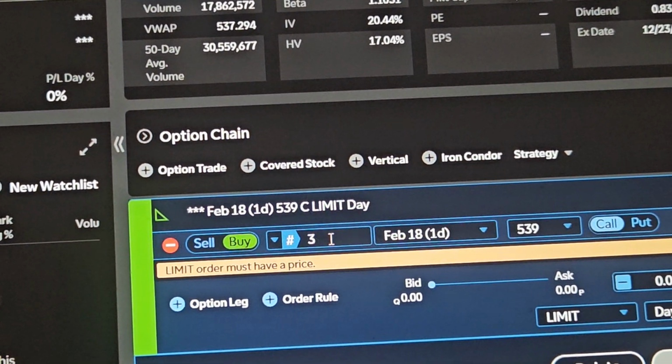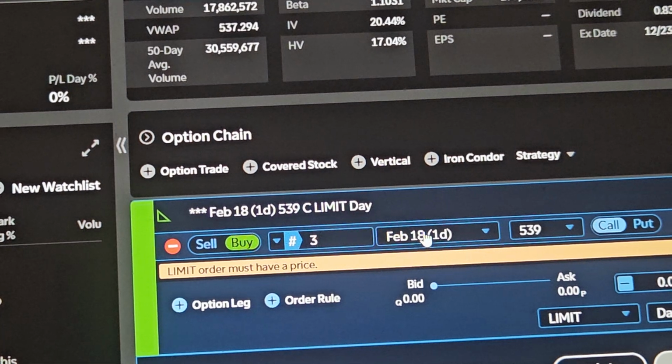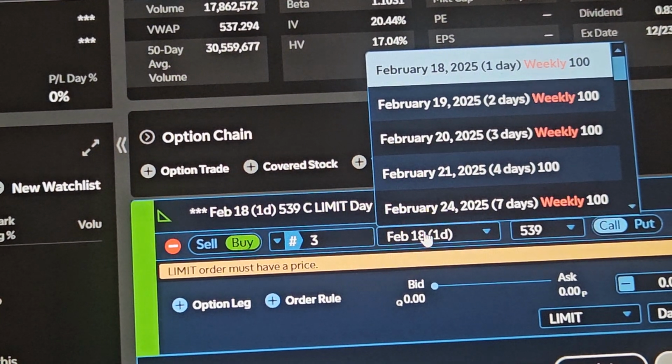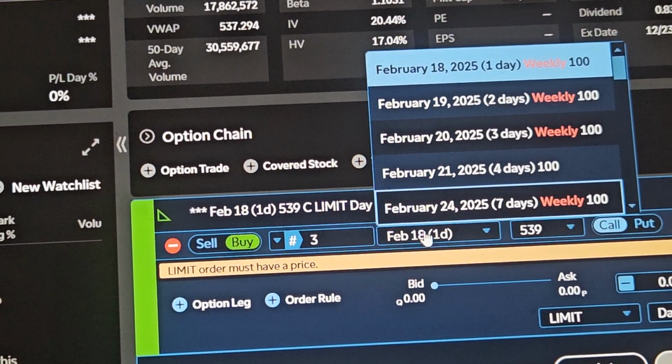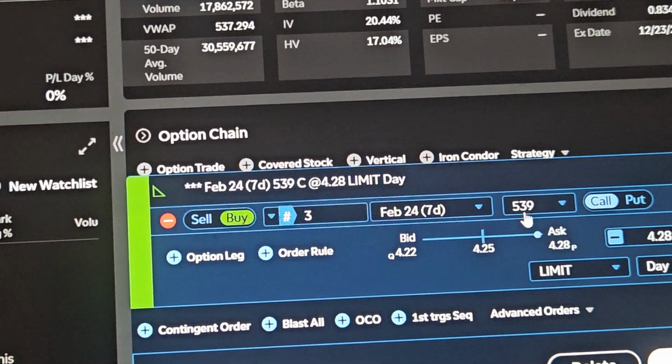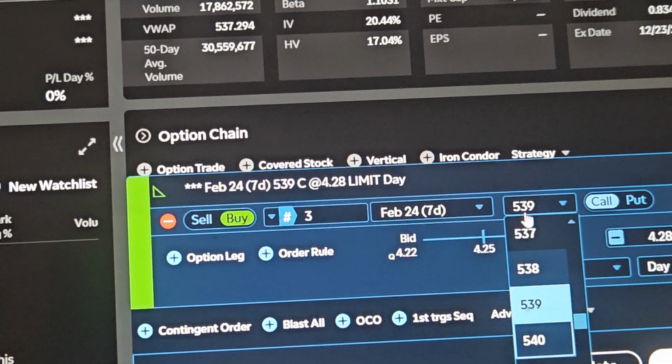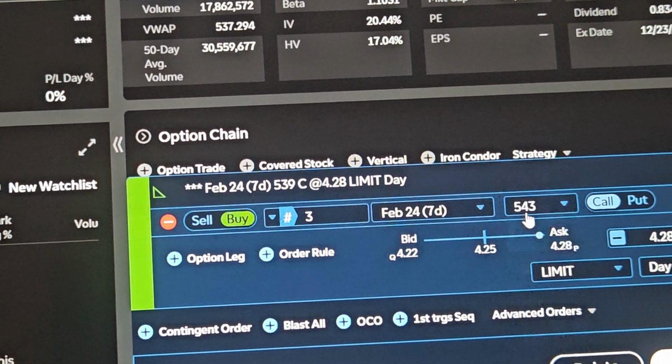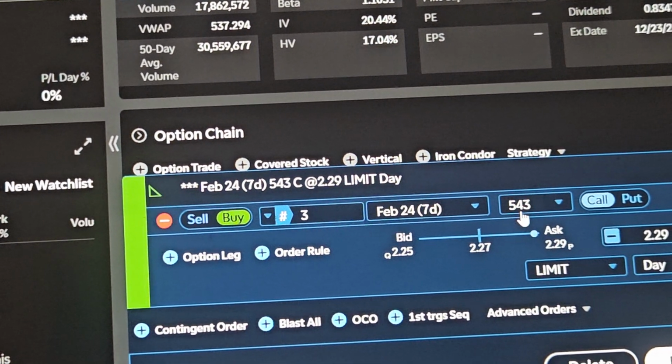We want to buy 3 contracts and we want an expiration. This is where you get your expirations at. Let's just say we want an expiration of February 24th. And let's just say we want a strike price of 542, 543, since that's what I clicked on.